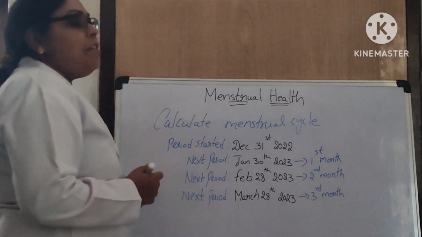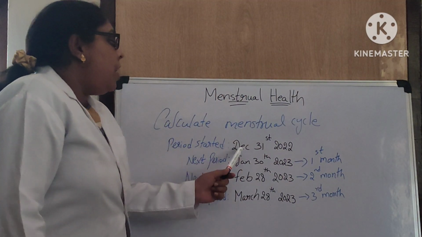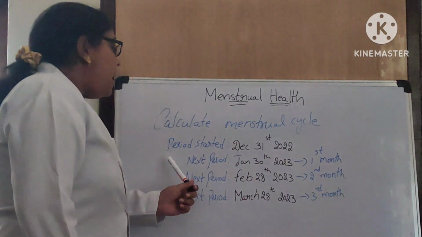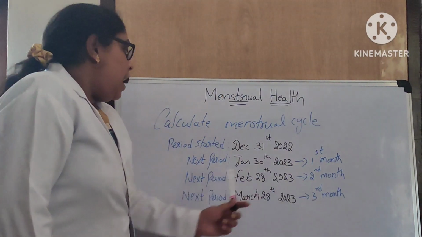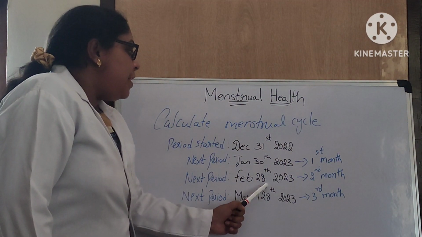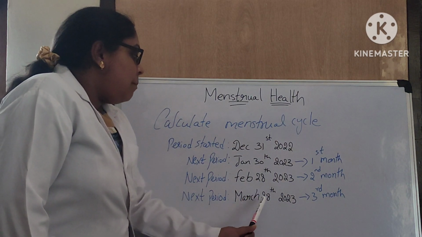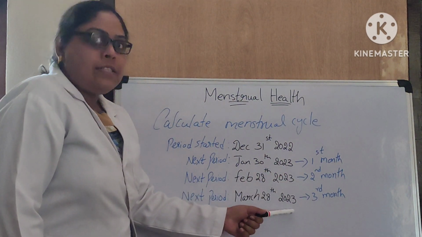First, I've given an example. A woman's period started on December 31st, 2022. The next period is on January 30th, 2023. The next is on February 28, 2023. And the next period is on March 28, 2023. So I have taken 3 cycles.